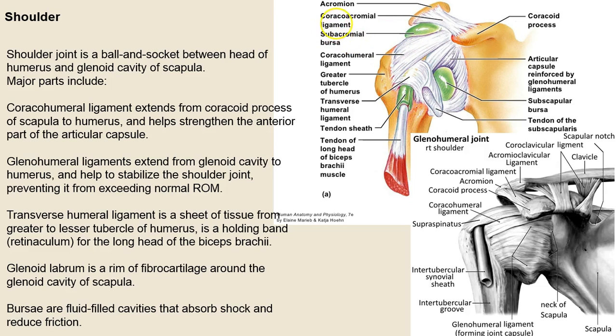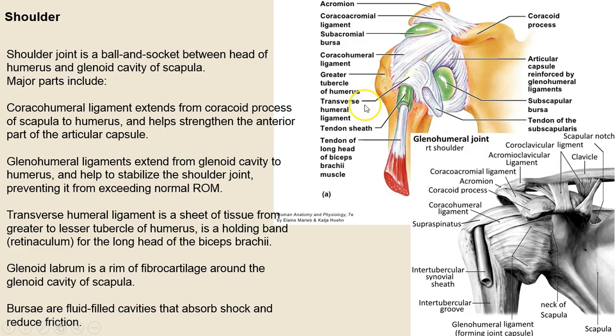The glenohumeral, which is here. Oh, wait. No. Glenohumeral is going to be huge. Here's a glenohumeral down here. Yeah. If you look lower right, you see the massive ligament that helps form the joint capsule. It's going to do a lot of stabilizing and prevent excessive ROM.